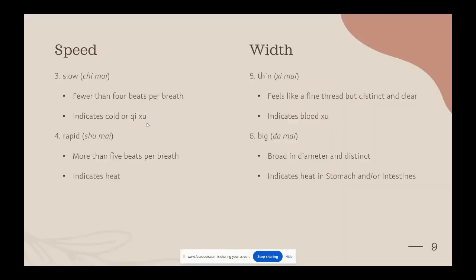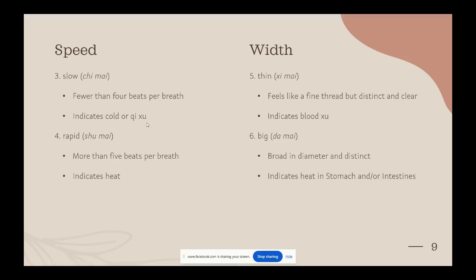And next we'll go on to speed. So in Chinese medicine, fewer than 4 beats per breath is considered slow, where more than 5 beats per breath is considered rapid. And this is the patient's own breath. So you can sync your patient, or obviously if it's just yourself, you can just pay attention to the rise and fall of your breath as you listen to your pulse, or if you're listening to someone else's, sync your breath up with theirs, if possible, and feel.